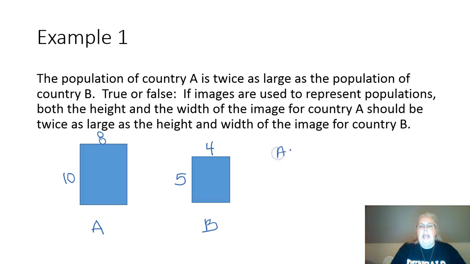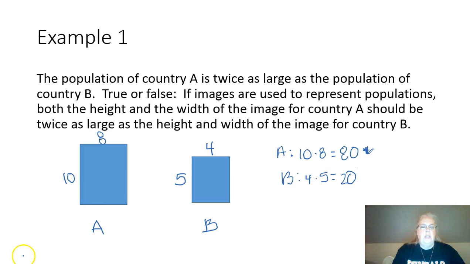So for country A, the area would be 10 times 8, or 80 square units. And then for B, the area would be 4 times 5, or 20 square units. And so, since the area of A is not twice as large as the area of B, the 20, it's actually 4 times as large, our statement up here is in fact false.